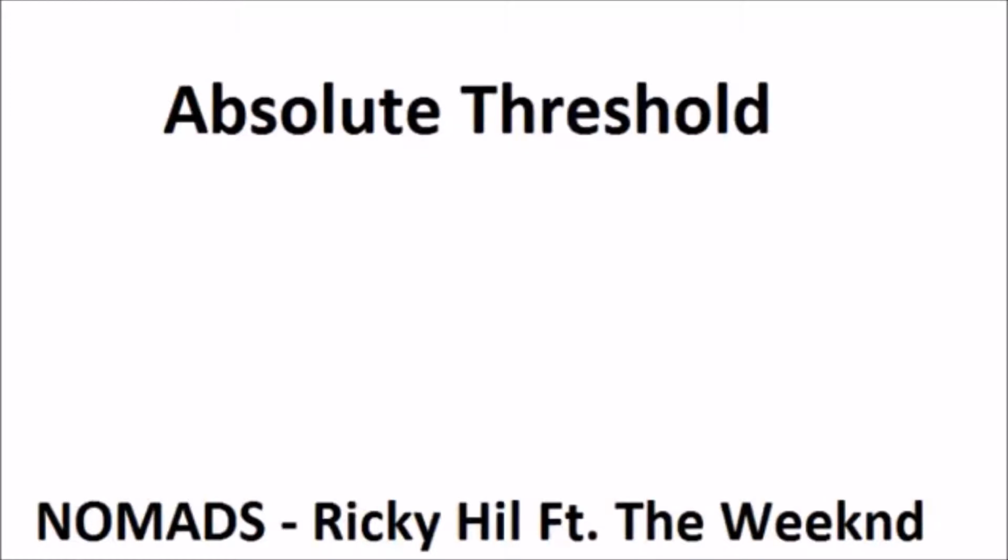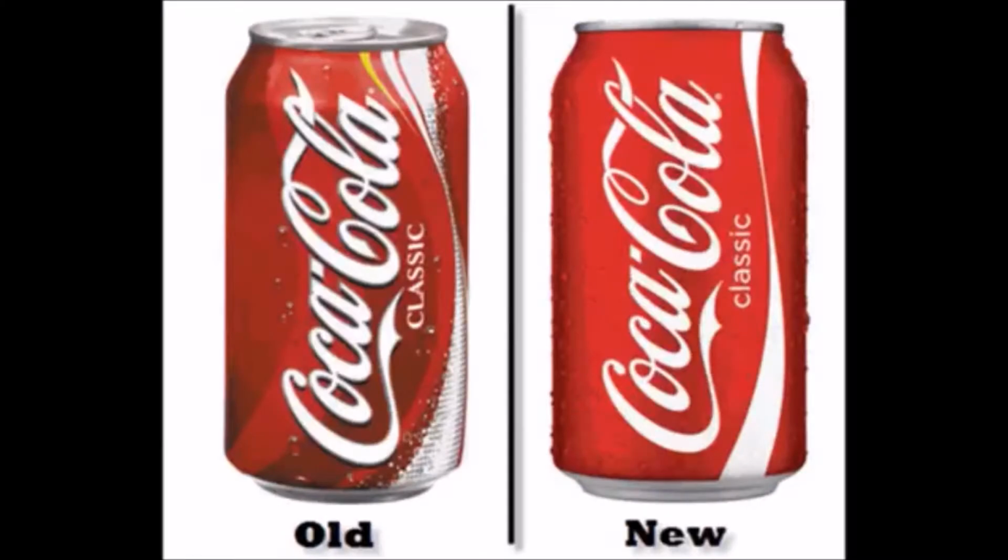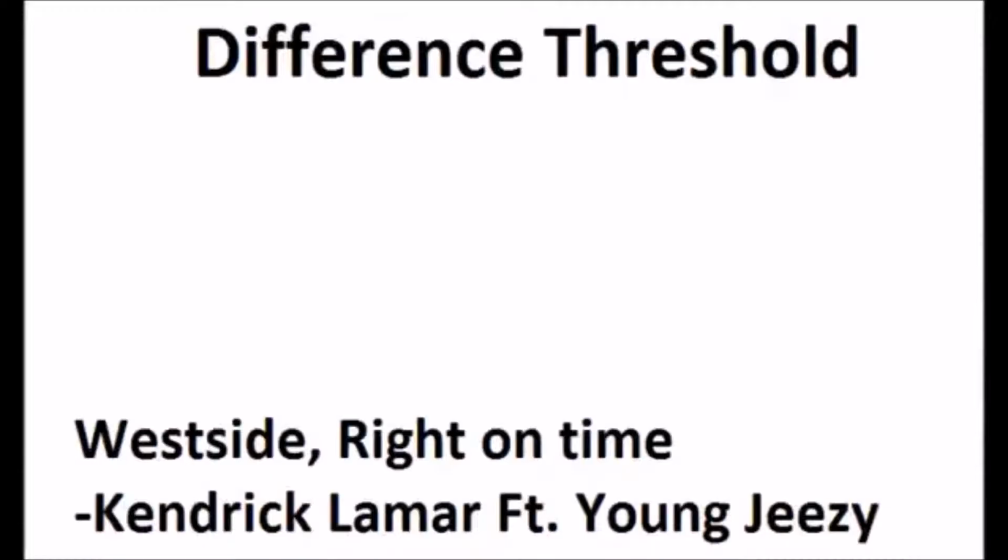By now, it should have already crossed your absolute threshold. Difference threshold is the smallest amount by which two sensory stimuli can differ in order for an individual to perceive them as different. For example, if you listen to music with the volume at 25, if you were to increase the volume to 26, you might not notice a difference. But if you were to raise or lower the volume significantly, you will hear a difference.